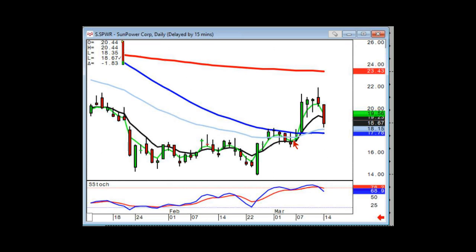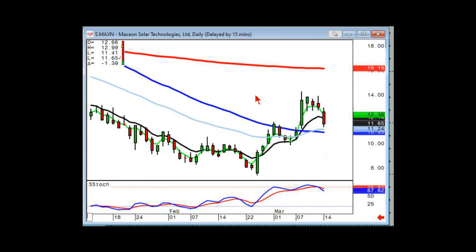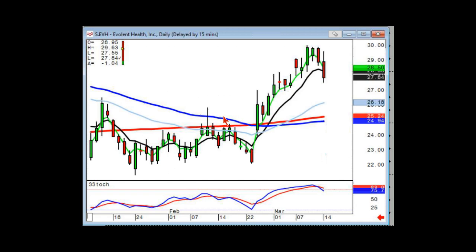So SPWR, there's your bobble breakout. How long did it work? Until you saw a bearish engulfing signal confirmed. Should have been out of this trade today. Same thing with Maxon. Should have been out of this trade today. Same thing with, oh, we just did this one. Should have been out of this trade today. So just remember, the signals are telling you when the bulls are taking control. They're also telling you when the bears are taking control. That's what you want to be reading into these charts.